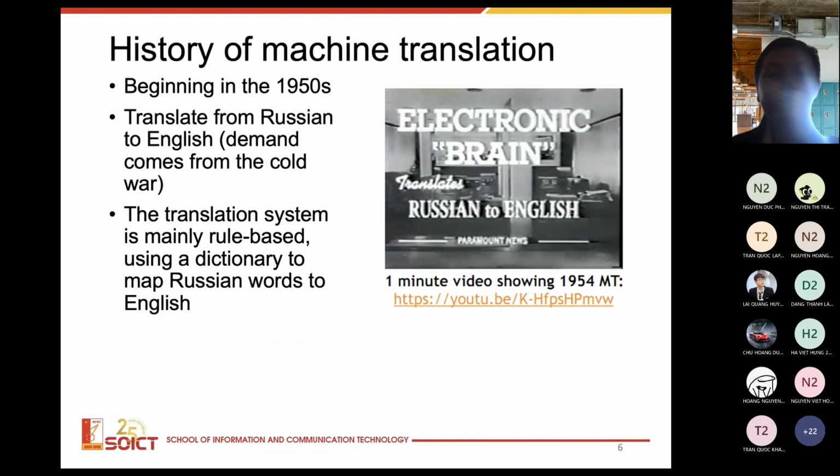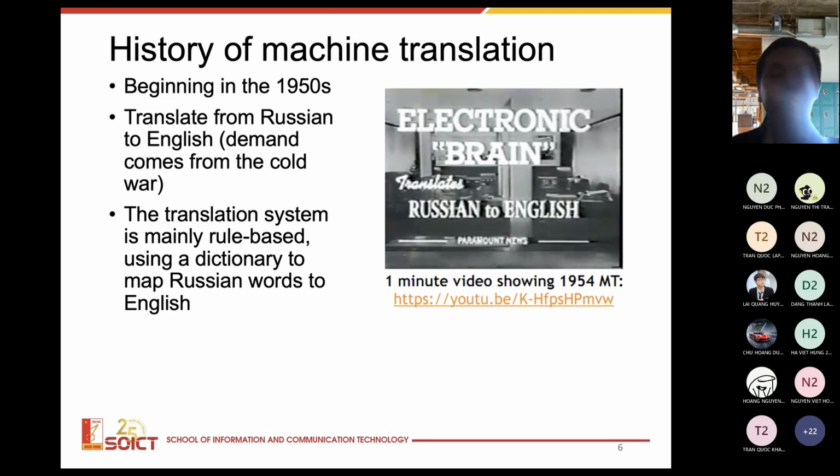Okay, the history of machine translation goes back a few decades ago, around the 1950s, quite early, when we first had computers, right? So the first machine translation was a model that translates the language from Russian to English, and it was driven by demand from the Cold War between Russia and the other countries, right?